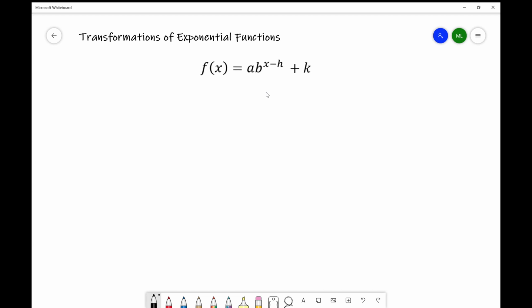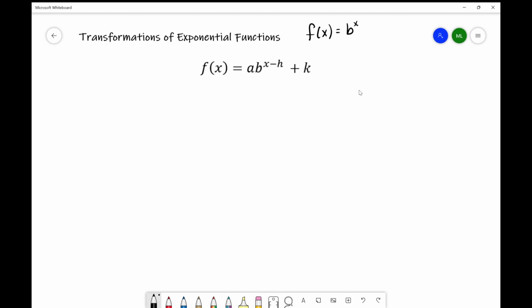Everyone, I want to talk about transformations of exponential functions. So let's get right into it. Up on the top, I have a transformation of an exponential function. Now this is a transformation of its parent function, which we talked about earlier was f of x equals b to the power of x.